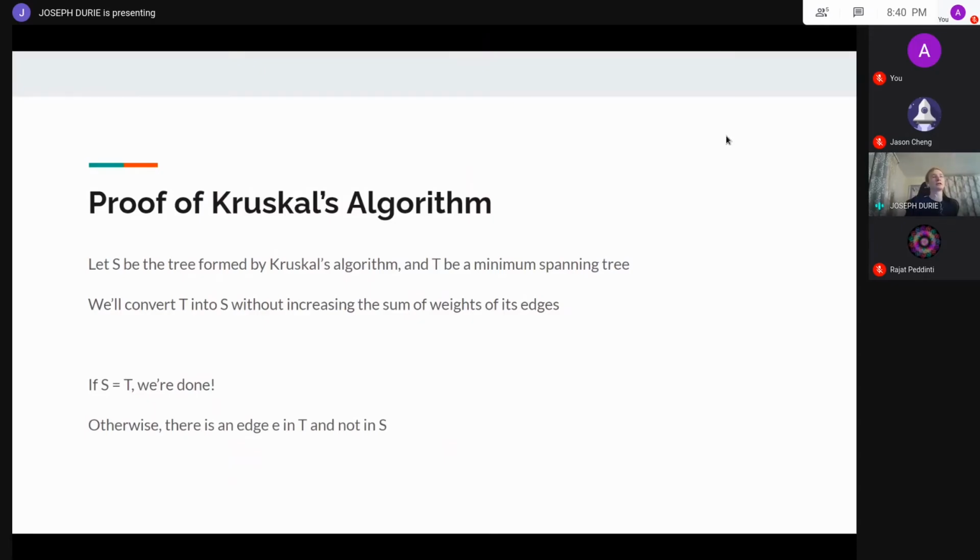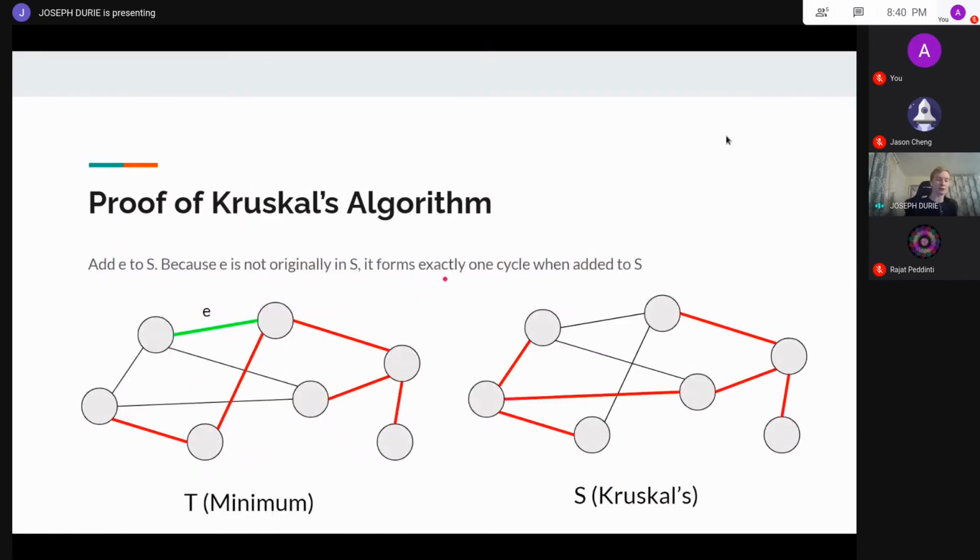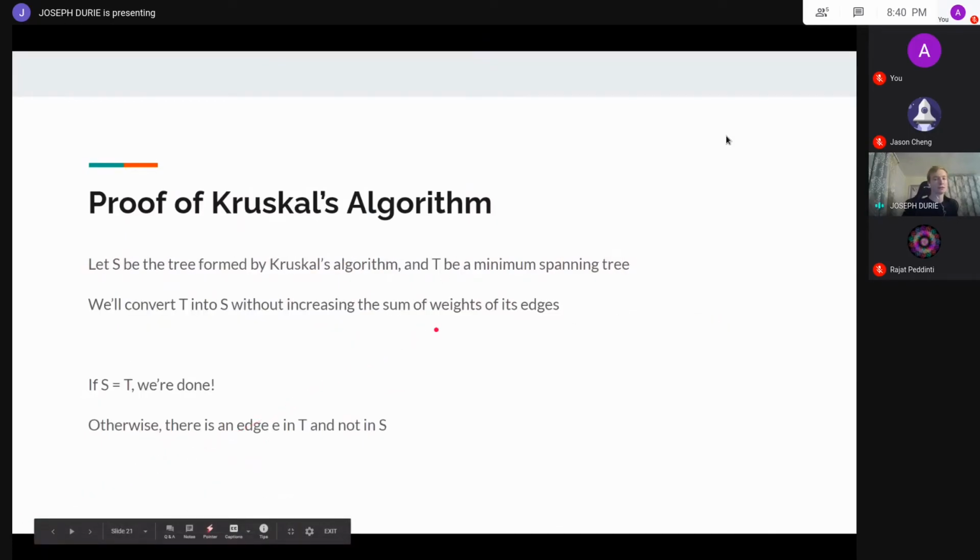So we have to consider the greedy solution versus the optimal solution. Let S be the tree formed by Kruskal's algorithm, and T be a minimum spanning tree. So T is our optimal solution in this case. Like we talked about at the beginning of the exchange argument, we're going to convert T into S over a series of steps without increasing the sum of weights of its edges. So you're slowly replacing the edges in T with edges of S without increasing your total edge weight sum.